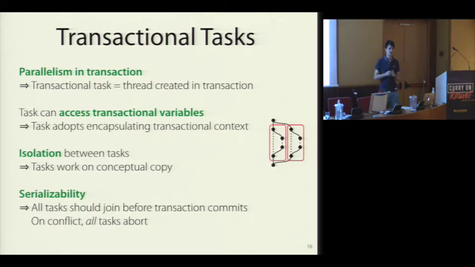Furthermore, to prevent race conditions, we want these tasks to be isolated. So each task should work on its own conceptual copy of the data. And finally, we want to maintain the serializability of the transactions. So all tasks that are created in a transaction should join before the transaction can commit, so that it can commit in a single step. On the other hand, if a conflict occurs in one of the tasks of the transaction, then all of the tasks in that transaction should abort, so that the transaction as a whole can roll back and retry.